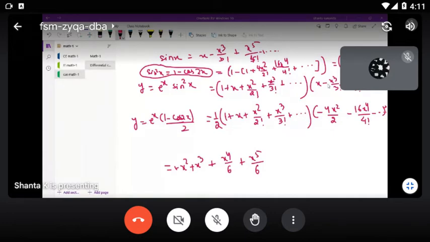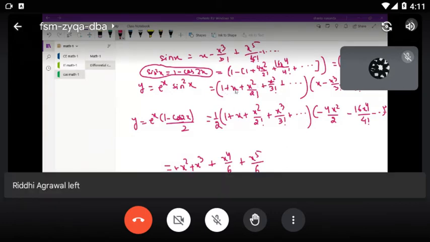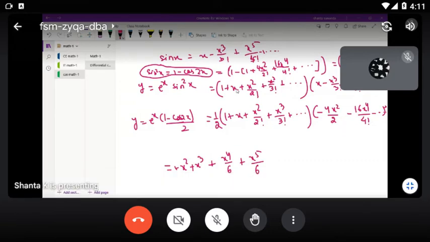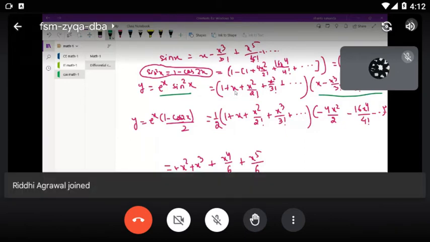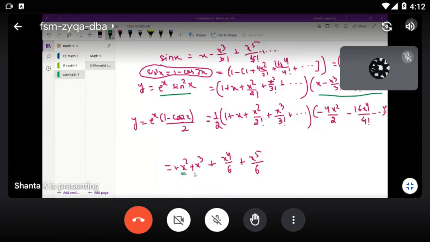Let's look at here. The first term will be x square here, because the square term will come first. So x square into 1 is x square. Now the next term, if you multiply here x cube, because the other terms are higher terms. So if you multiply x square here, the first two terms are right.